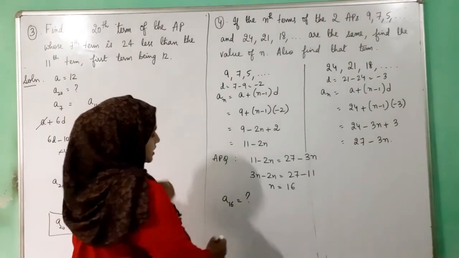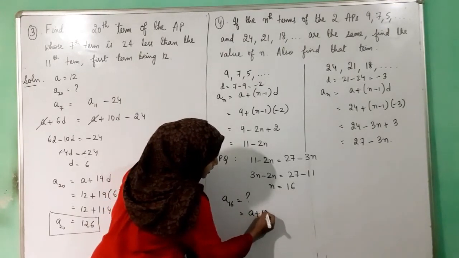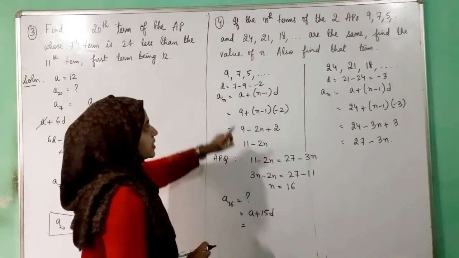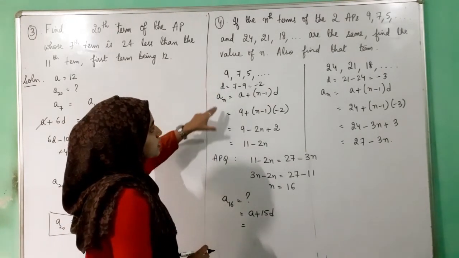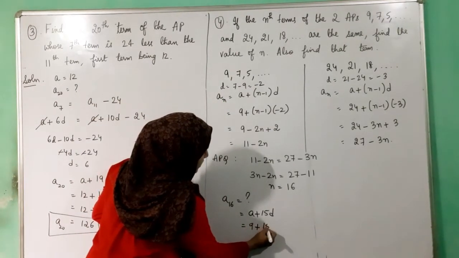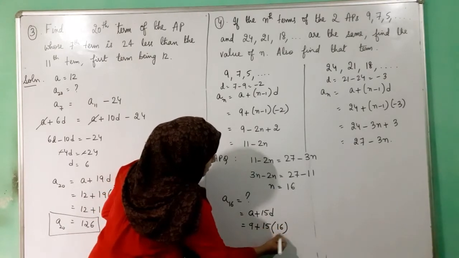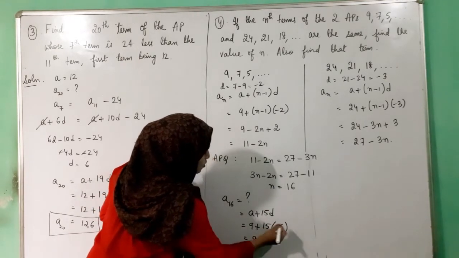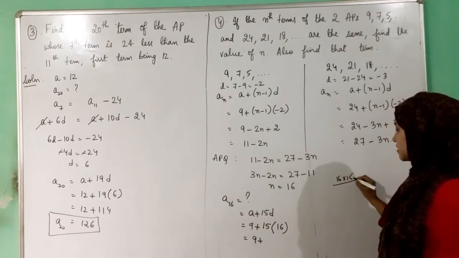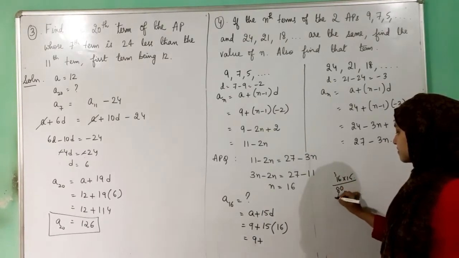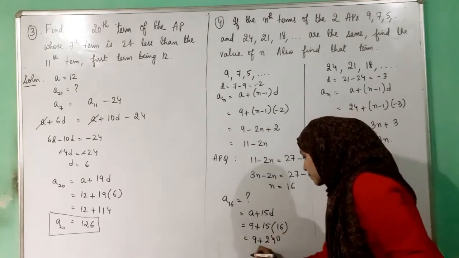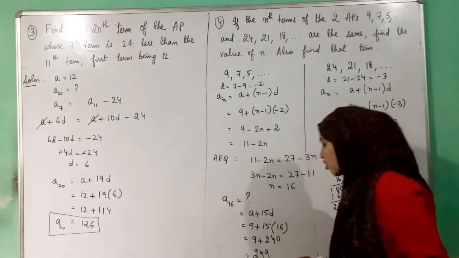Okay, so a16 is how much? a plus 15 into d. So a is how much? a you can take any of those. Okay, so if I am sticking to this AP, I will have to put the values of this AP alone. Okay, so a is 9 plus 15 into d, which is how much? 6. Okay, so 15 into 6, we will find it out here. 16 into 15. So it is 240. Okay, so 240 plus 9, our value is 249.